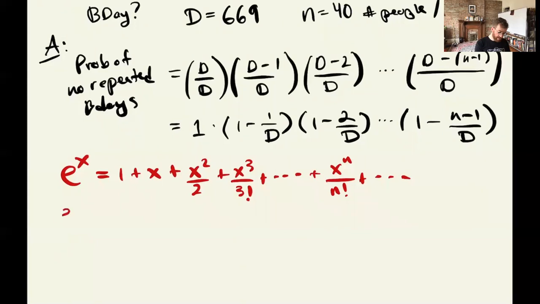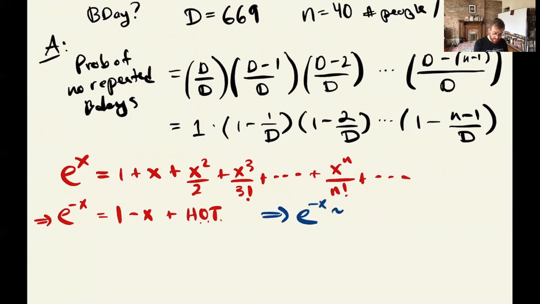So in particular, if we look at e to the minus x, then this looks like 1 minus x plus higher order terms. But we can just go ahead and use this then, which says that something like e to the minus x is approximately equal to 1 minus x. And this is a good approximation for small x. In particular, x that are much less than 1, which is definitely the case for 1 over 669, which is this first term. And will probably still be true up to 39 over 669, which is this last term here. All right, so let's go ahead and make this substitution.